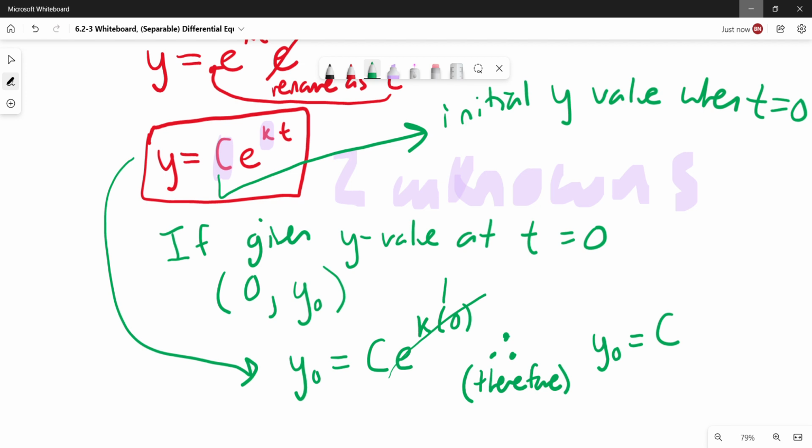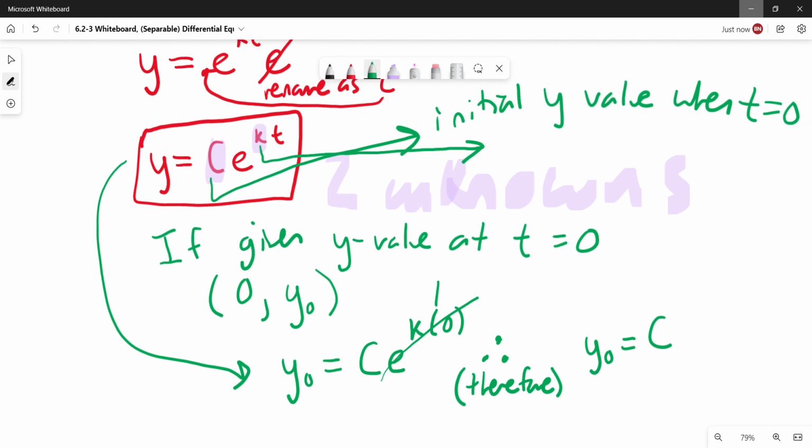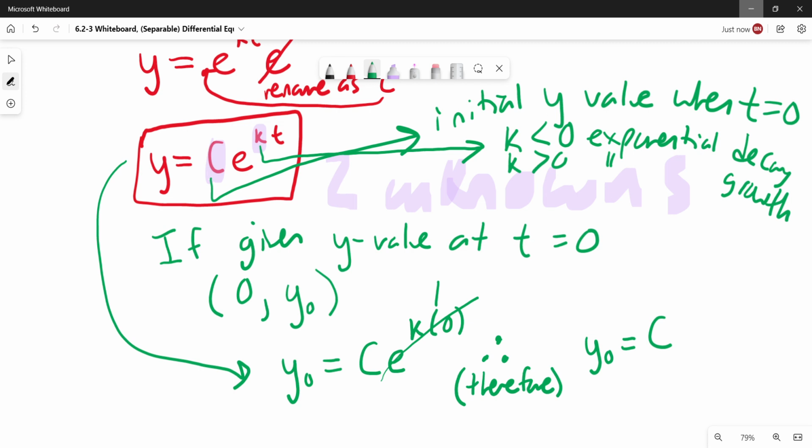The k is a little bit more nuanced than that. The big thing to know about k is it has to do with the rate of growth, but it's not obvious. You're going to have to plug in the values of y comma t. So once you know c, and if they give you another value of y at a different value of t that's not 0, then you can plug that in and solve for k. Generally speaking, when k is less than 0, we have exponential decay. When k is greater than 0, we have exponential growth.